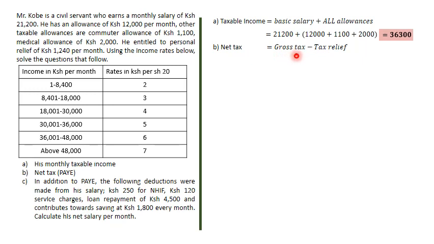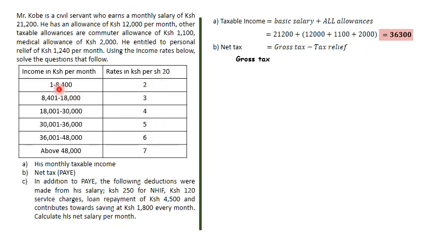And so we first of all have to look at gross tax. I said gross tax normally is calculated from the tax table, and that's what we have here. On this side of the table, we have income in Kenya shillings per month. That means income from 1 shilling to 8,400, or 8,401 to 18,000, or 18,000 to 30,000, and all the way to above 48,000. Then we have rates in shillings per 20 shillings.